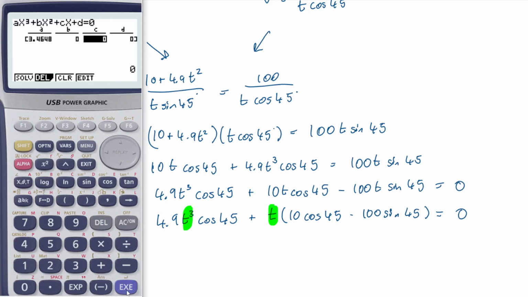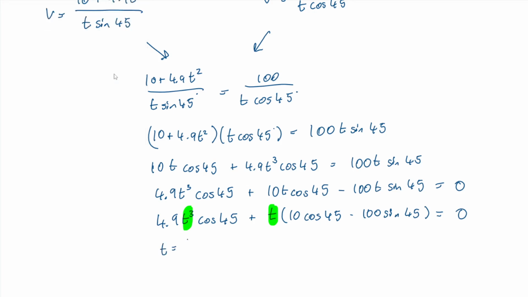Our c term is this 10, let's use brackets, 10 cos 45 minus bracket 100 sine 45. Execute. D is also 0. Right, and we hit F1 to solve. And so we get 3 solutions for our cubic. A reminder, we're solving for time, so the only sensible answer would be 30/7. So t equals 30/7 seconds.